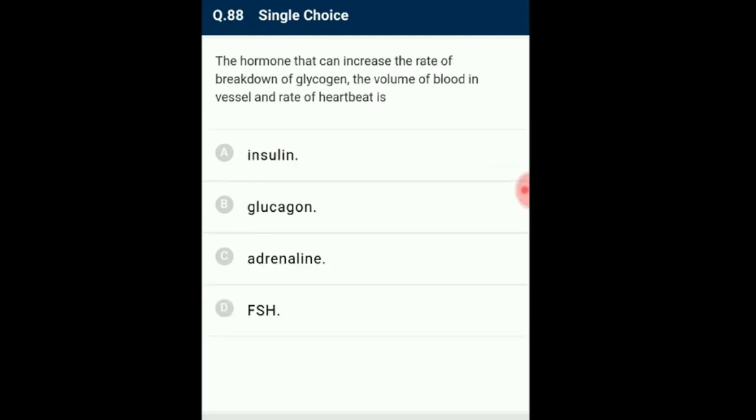Question number 88. The hormone that can increase the rate of breakdown of glycogen, the volume of blood in the vessels and rate of heartbeat is. Adrenaline increases the rate of heartbeat and cardiac output, so it increases blood pressure. Epinephrine markedly stimulates glycogen breakdown in the muscles and to a lesser extent in the liver. The liver is more responsive to glucagon, a peptide hormone that is secreted by alpha cells of the pancreas when the blood sugar level is low. So the answer is option C, adrenaline.